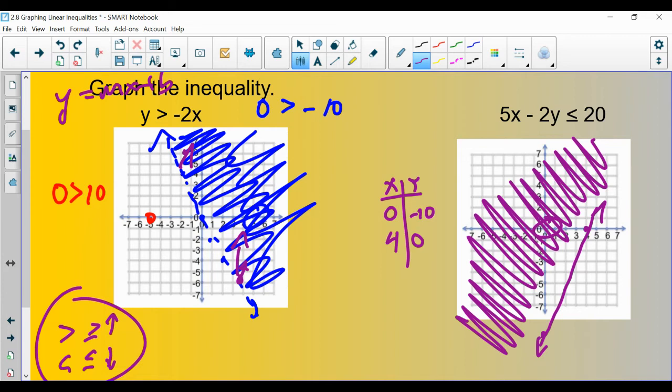I could verify it and make sure that I'm right. 7, 0 when I plug in should not be true because it's not in the shaded region. So if you plug in 7, you get 35. 35 is not less than 20. So 7, 0 should not have been shaded, should have been the other side.